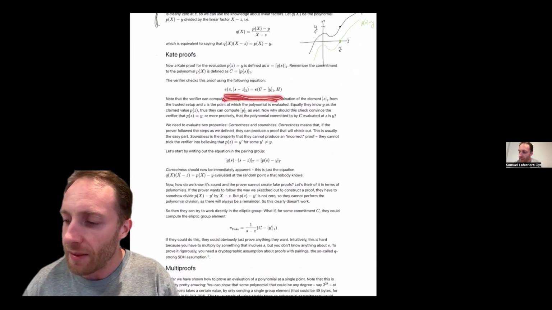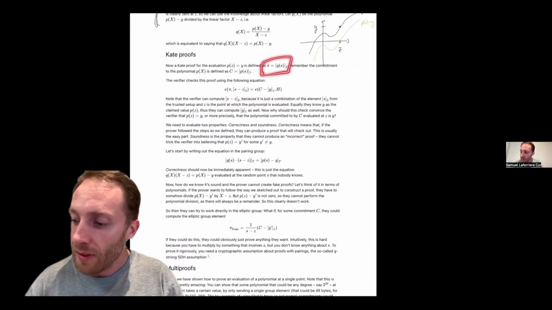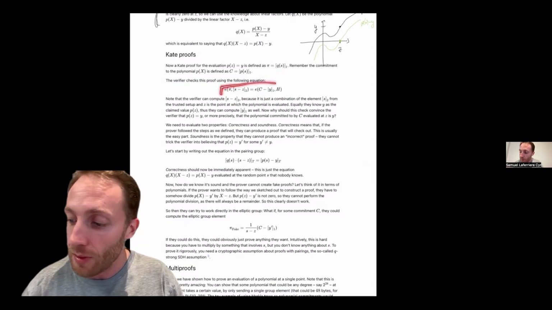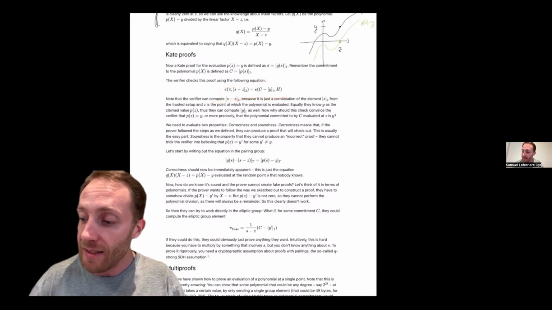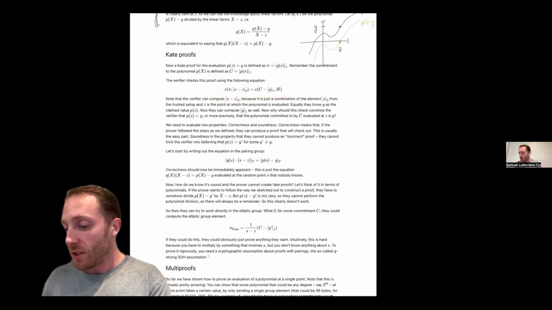He verifies the pairing. So here he's just saying this is how we define the proof, and then if I send you the proof, the verifier using the pairing will be able to convince itself that indeed P of Z equals Y. So that's what this section is doing.